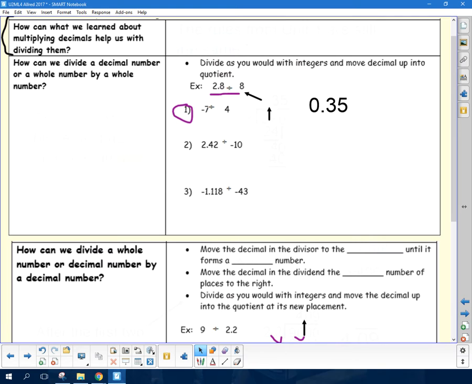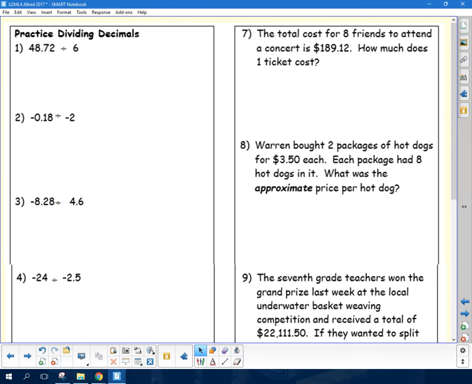Thank you so much for watching this video. I hope that helped to remind you about dividing decimals. The big important thing here is that the rules from Unit 1 about positives and negatives are still the same. We don't have to learn new rules just because they're decimals. Numbers are still the same.